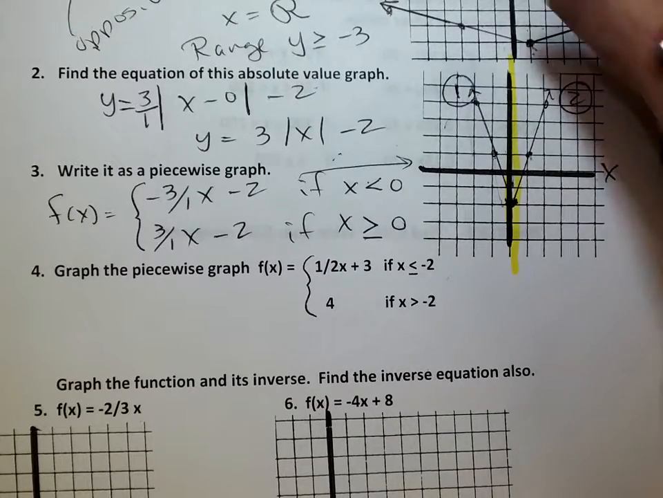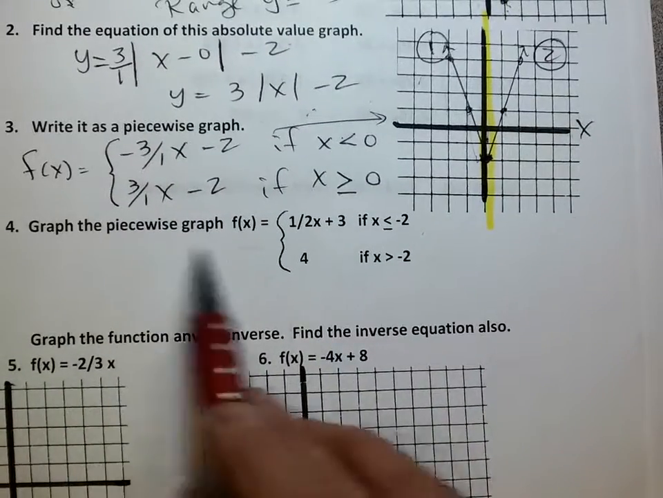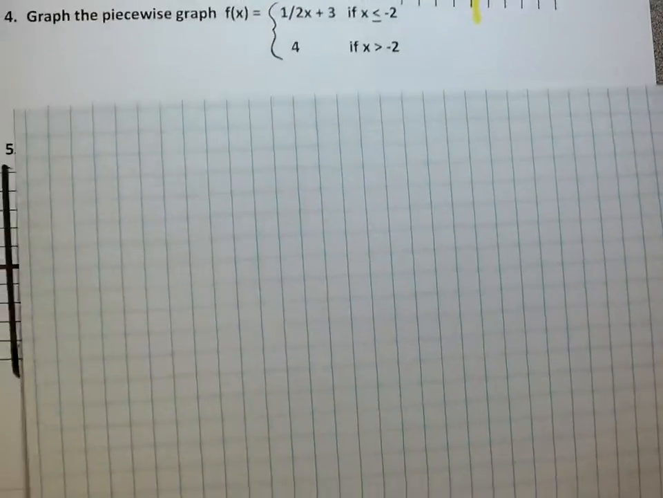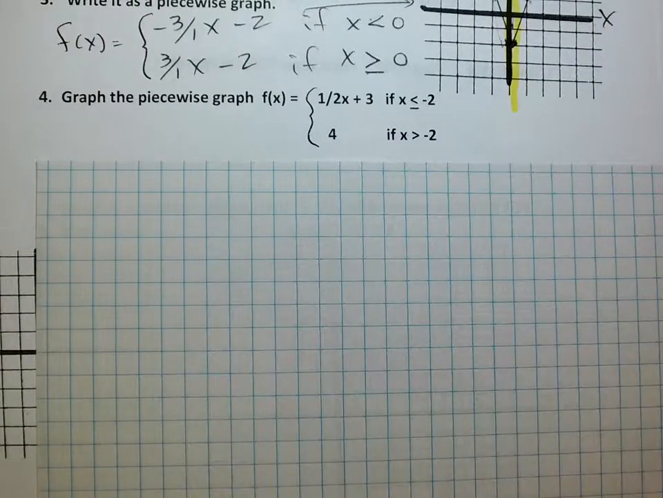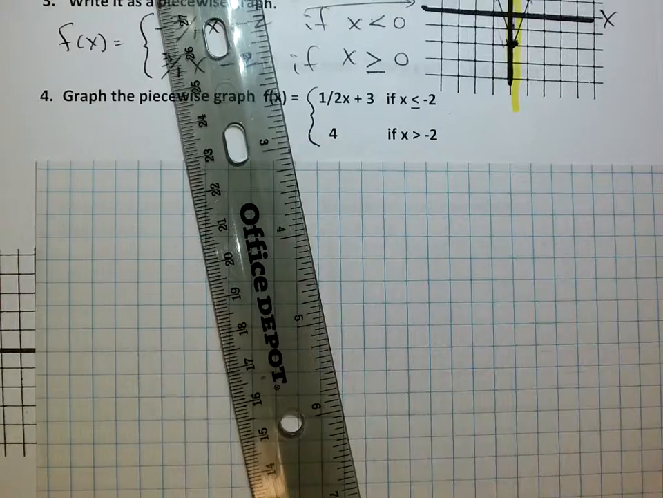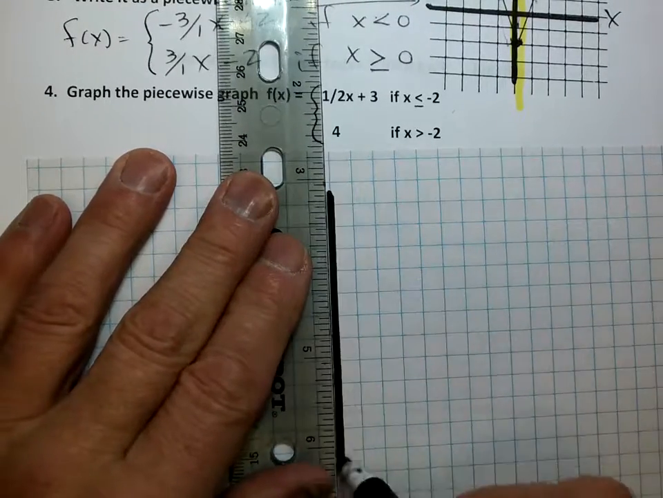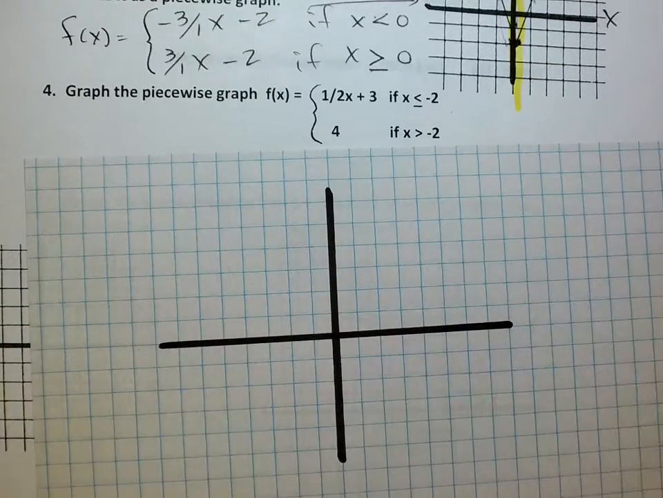All right, we can do this. All right. Number 4. Okay, graph the piecewise. Now I've got to get a piece of graph paper to do this one. So let's see. We've got a piece of graph paper out here. All right, I'm going to do a piecewise graph for this. Get my ruler out. I get my XY axis in here.